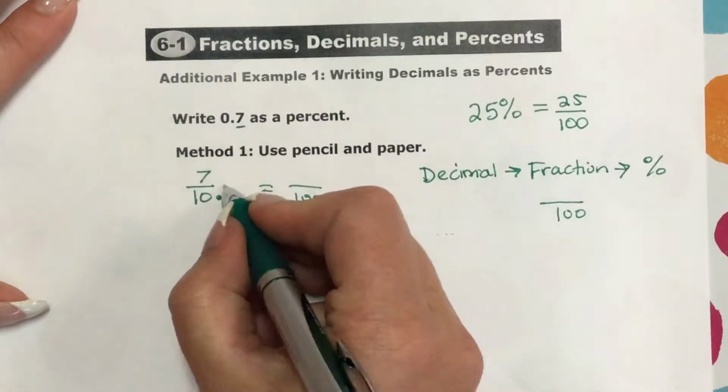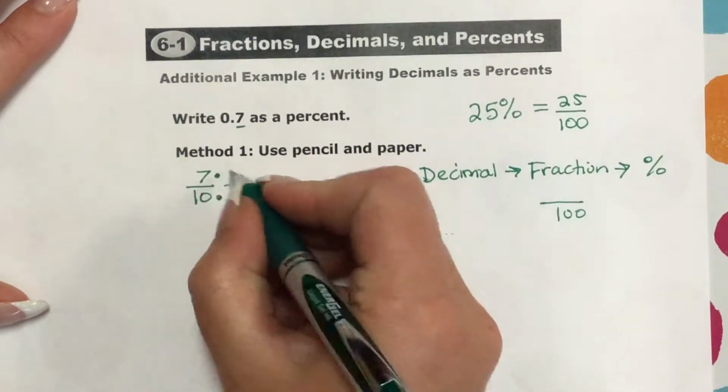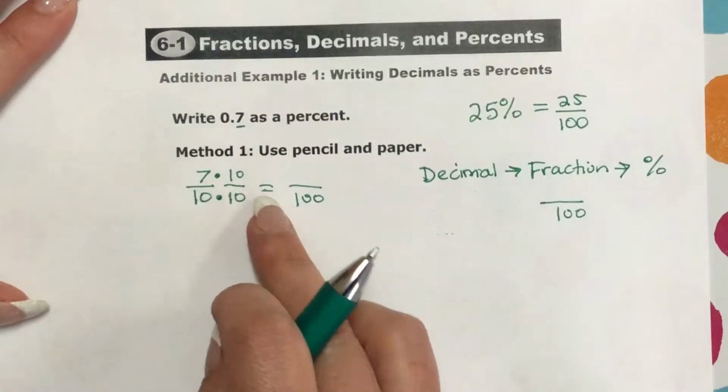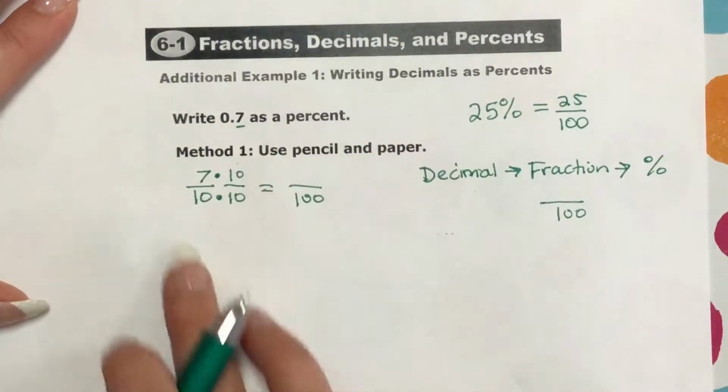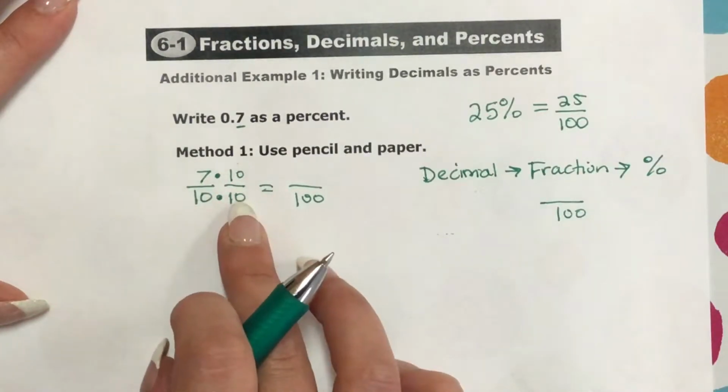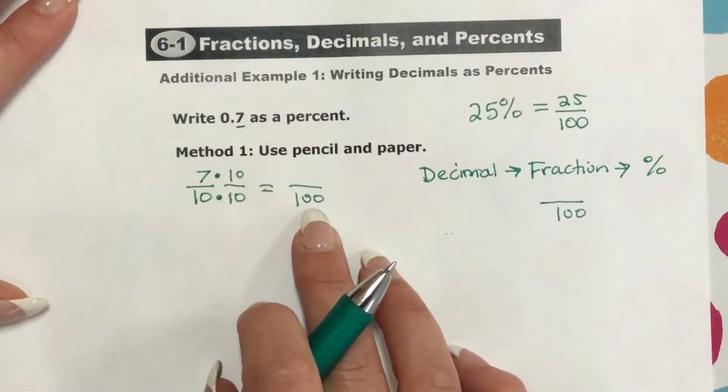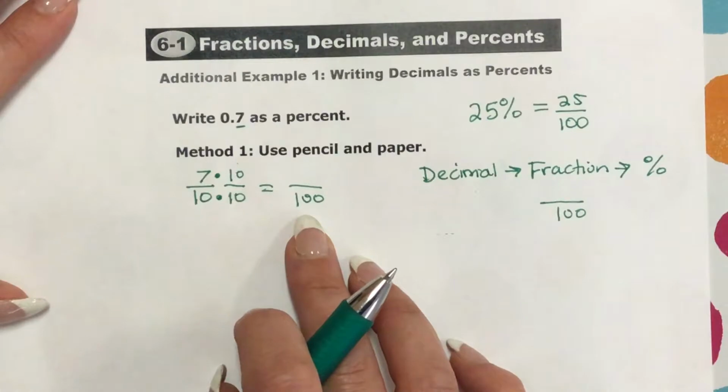Well, we have to remember, whatever we do to the bottom, we have to do to the top. And we can do that because 10 divided by 10 is the same thing as 1. So we can multiply any number by 1, and we get the same number. It's just in a different form.